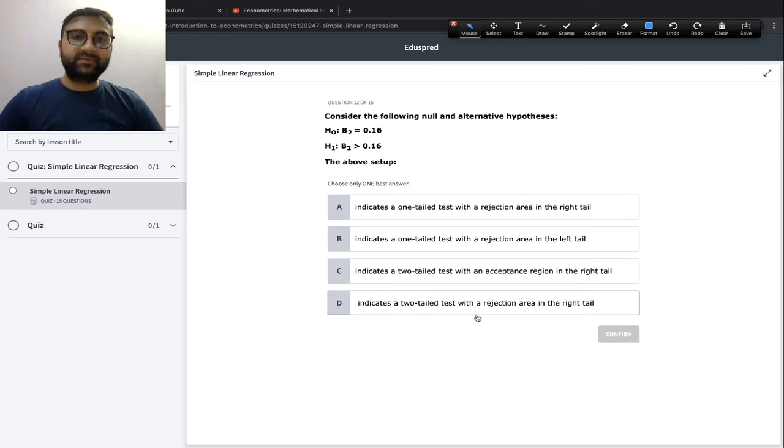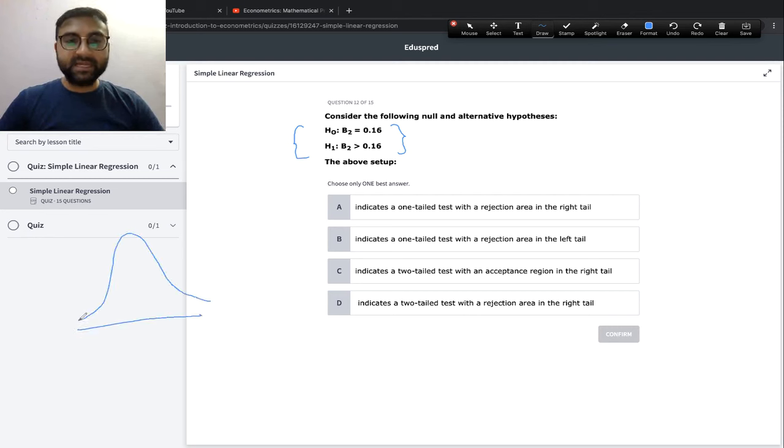Question number 12. Consider the following null and alternative hypothesis. Null is that beta 2 is equal to 0.16. Alternative is that beta 2 is greater than 0.16. Well, this is a straightforward question. Think of it in this manner: how do we decide in which tail we are going to put the rejection region? I'm going to tell you a trick so that you can remember it properly. If you want to see in which tail the rejection region is going to lie, you have to take a look at the alternative hypothesis. Okay, it all depends on the alternative hypothesis.